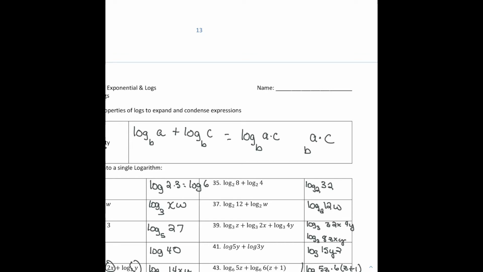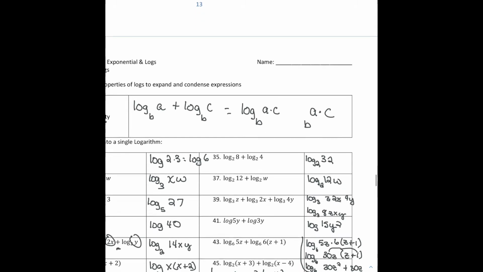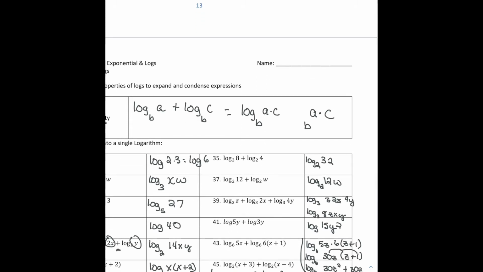For number 39, don't let that confuse you. So it'll be z times 2x times 4y. Again, we're going to multiply the coefficients. 2x and 4y is 8. And then we just write the variables because when there's nothing between two symbols, it means multiplication. Same thing for 41. 5 times 3 is 15, and then we had y squared. This one can be written in a couple of different ways, so I've written it in different ways, and that is your final answer. And then that's your answer for 45.